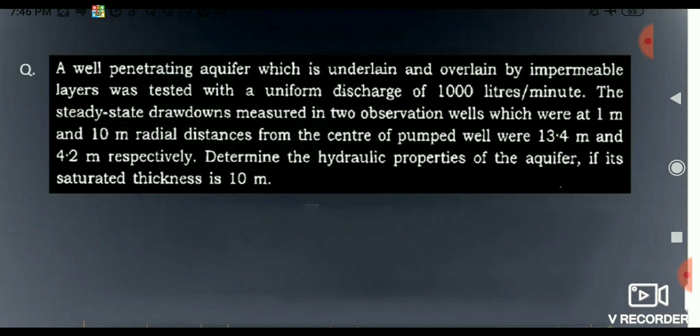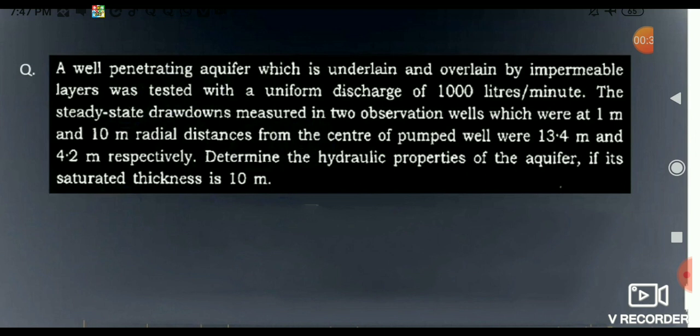Whatever it has asked in the last 30 years, the same concept will be repeated. You will take it as guaranteed. And come to the question. Here the discharge is given, that is 1000 liters per minute, and the drawdowns are given at radial distances of 1 meter and 10 meter, that is 13.4 and 4.2, and the thickness of the aquifer is also given, that is 10 meter. It is asking what the hydraulic conductivity of the aquifer is.